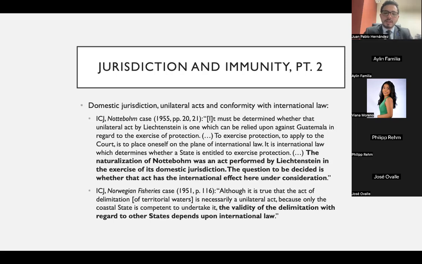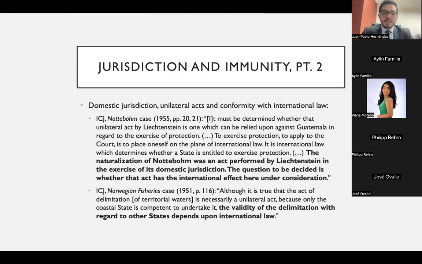It was performed in the exercise of Liechtenstein's internal law, and therefore, in principle, international law has nothing to say about it. However, where the unilateral act, that is naturalization, impacts the sphere of international law, there, the issue is not to be resolved according to domestic jurisdiction and domestic law, but rather according to international law. And the court says particularly that to exercise protection, and here diplomatic protection, and to apply to the court, to present a claim to the court, one places oneself in the plane of international law. And therefore, it is international law, quote, which determines whether a state is entitled to exercise protection. And thus, the question in that case was whether the act of naturalization had any international effect.